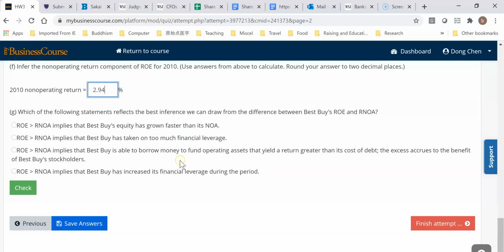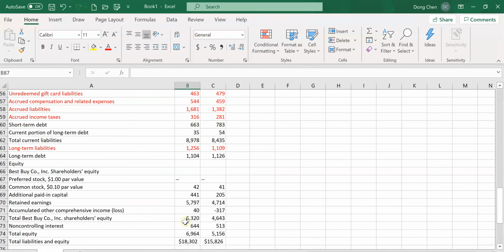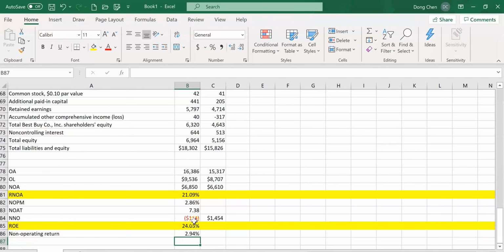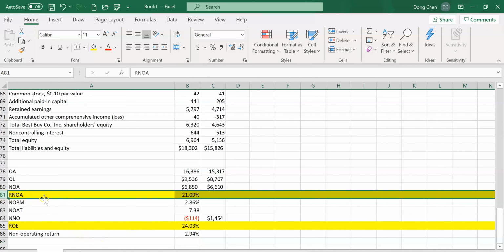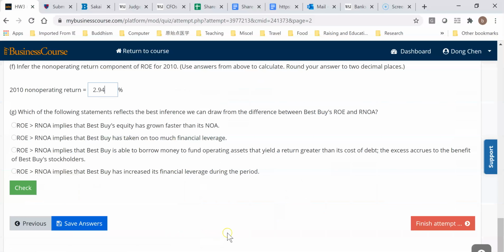And that's true, because why does the excess accrue to the shareholders? Because ROE is a measure of return from the perspective of shareholders, right? And basically this RNOA is the return generated from the operating side of the firm. So this non-operating return is the return generated from the non-operating side of the firm. But this will also accrue to the benefit of ROE, because ROE is the sum of these. So this statement is true.